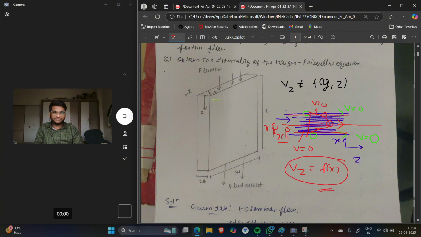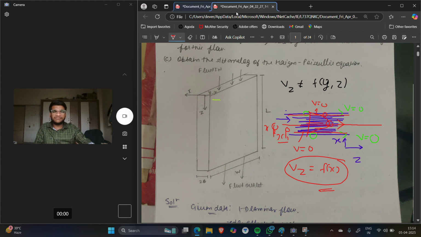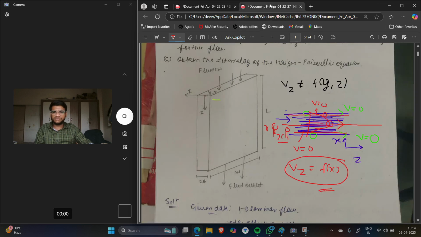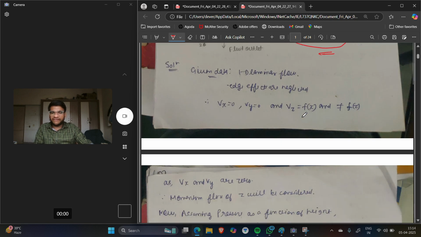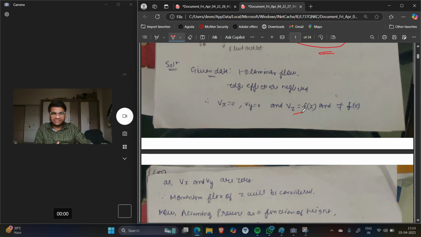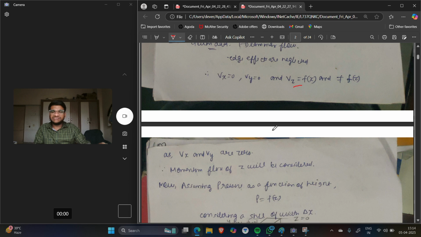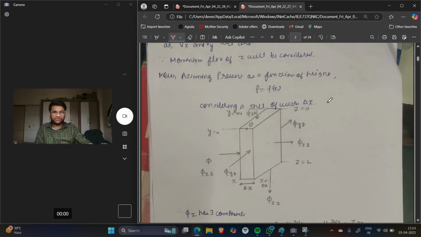Okay. Then what was the third step? Now we have to simply write a momentum balance, and then it's all mathematics. So let's proceed. We have identified that Vz is a function of x and not a function of z nor y, and my Vx and Vy are zero. As there is motion only in z direction, I will take only my z momentum flux.